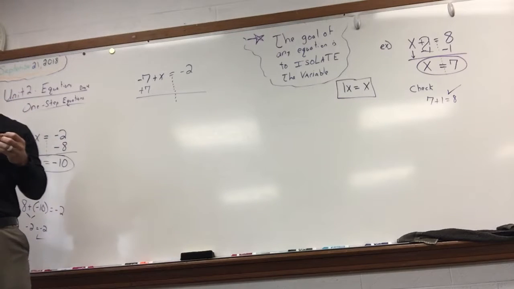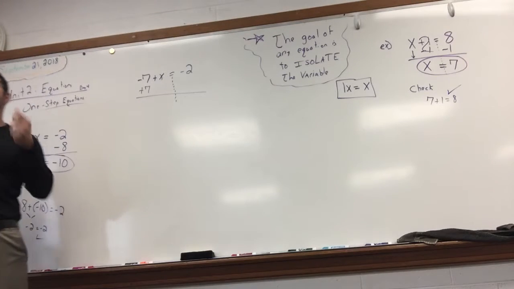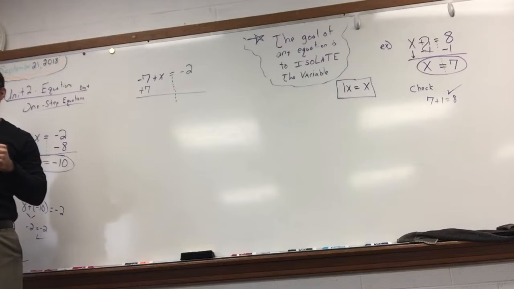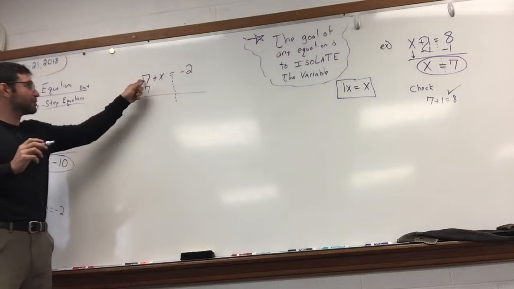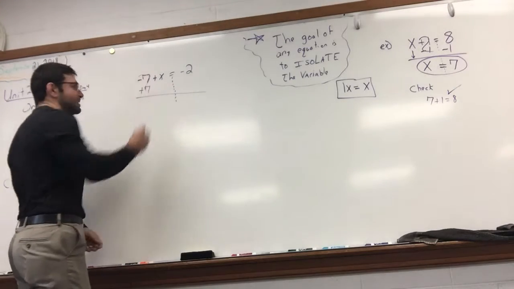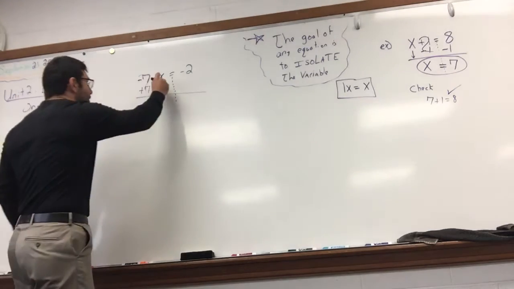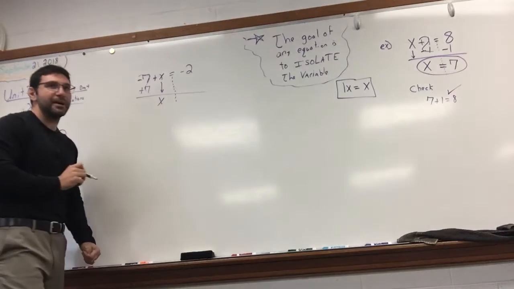That's called additive inverse. When I have one number that's positive, the other number that's negative, and it gives me a 0, if it's the same number, additive inverse. So -7 plus 7 is 0. Do I need to write 0? No. But this comes down. x comes down.